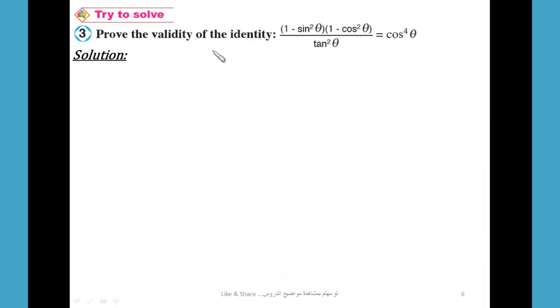Prove the validity of the identity 1 minus sine square multiply 1 minus cosine square over tan square equals cosine power 4 theta. And we write it: 1 minus sine square equals cosine square. 1 minus cosine square equals sine square, over tan square theta. So in the first step, instead of 1 minus sine square, we write cosine square. Instead of 1 minus cosine square, we write sine square.